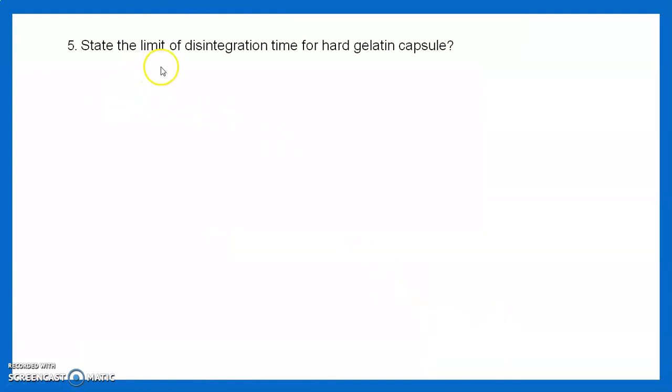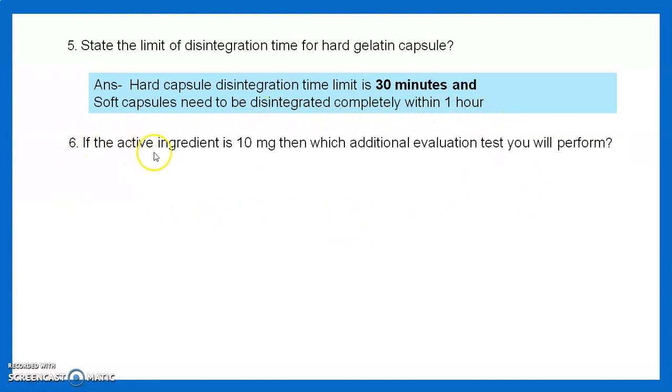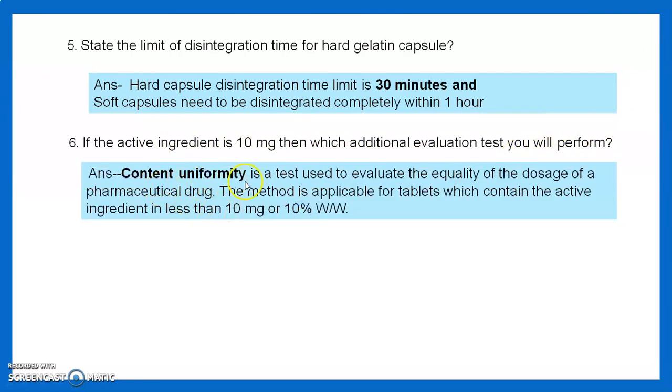Then the next question is, state the limit of the disintegration time for the hard gelatin capsule. The answer is, hard gelatin capsule's disintegration time limit is 30 minutes and a soft gelatin capsule needs to be disintegrated completely within 1 hour. Then the next question is, if the active drug ingredient is 10 mg, which additional evaluation test will you perform? The answer is, content uniformity is a test used to evaluate the quality of the dosage form of pharmaceutical drug. The method is applicable for tablets or capsules which contain active ingredient less than 10 mg or 10% W/W.